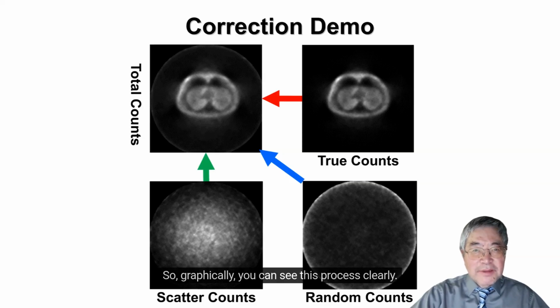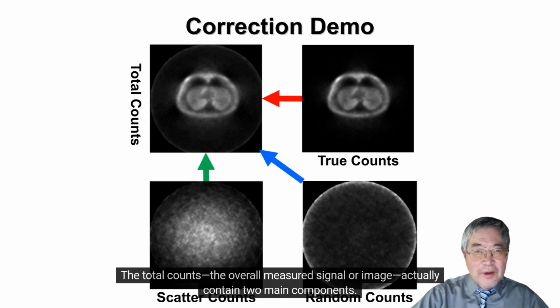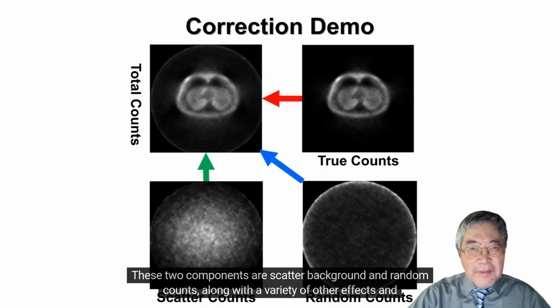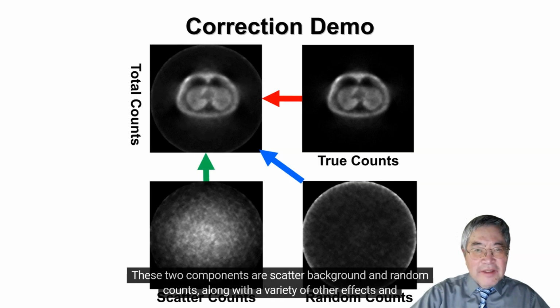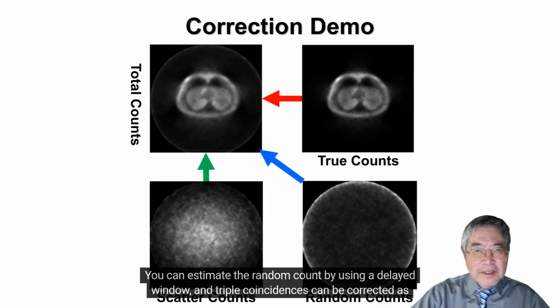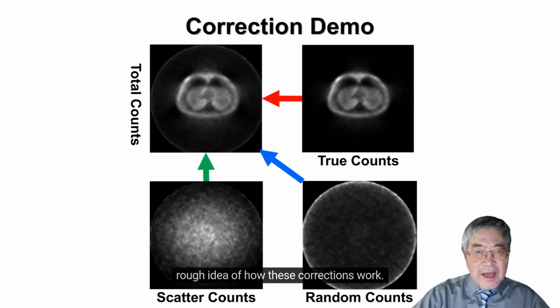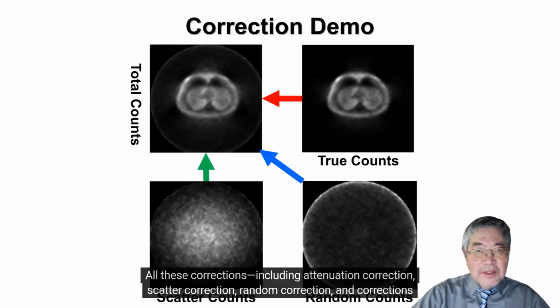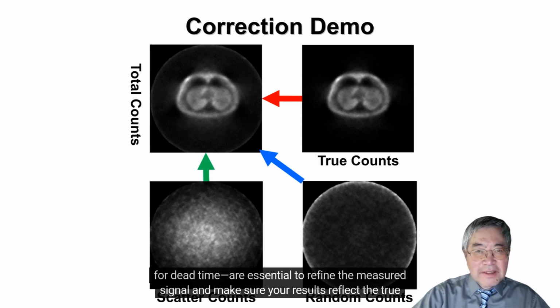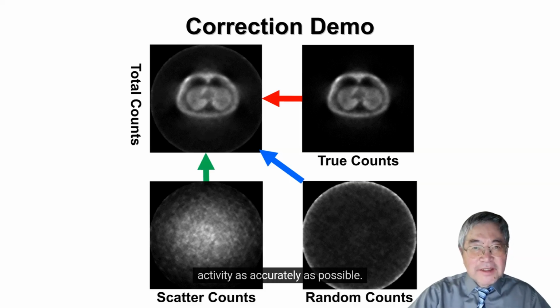So, graphically, you can see this process clearly. The total counts, the overall measured signal or image, actually contain 2 main components. These 2 components are scatter background and random counts, along with a variety of other effects and oddities. You can estimate the random count by using a delayed window, and triple coincidences can be corrected as well. There are many correction methods, but the most important thing to understand from this lecture is to have a rough idea of how these corrections work. All these corrections, including attenuation correction, scatter correction, random correction, and corrections for dead time, are essential to refine the measured signal and make sure your results reflect the true activity as accurately as possible.